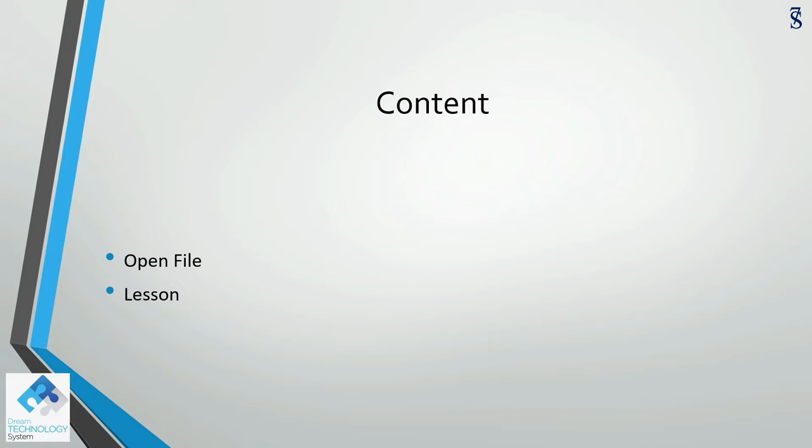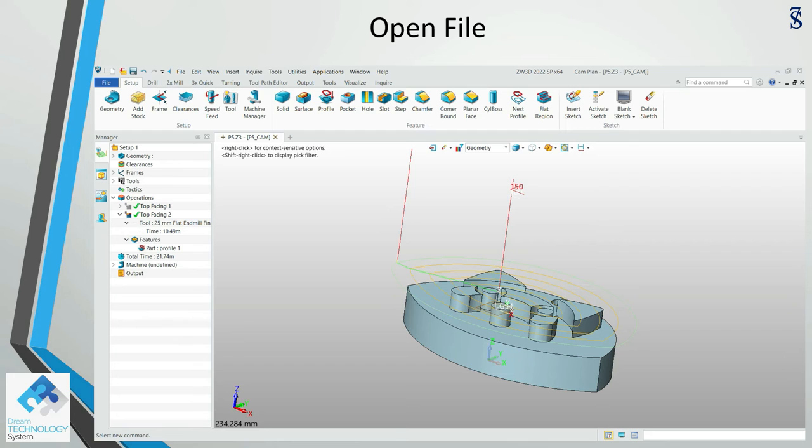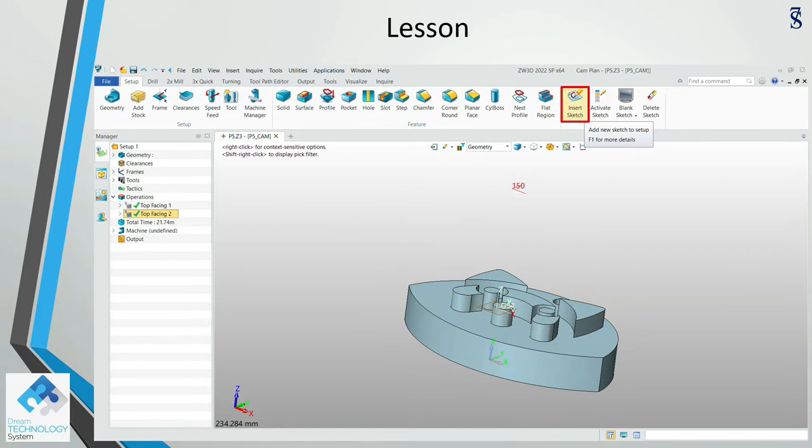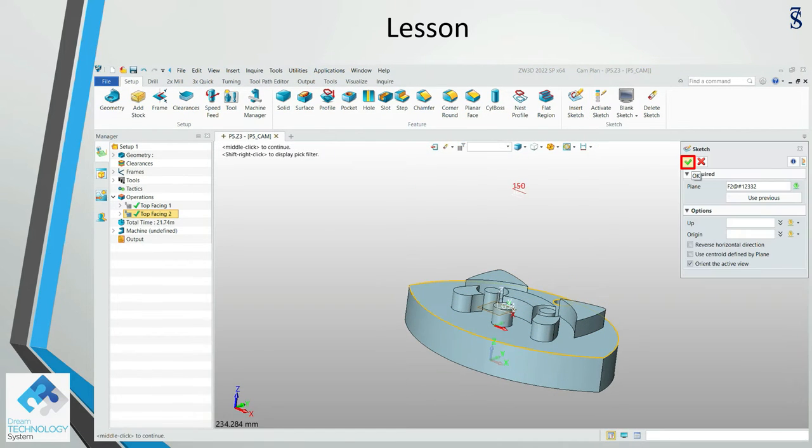As usual, we need to open the previous lesson file and continue what we're going to learn today. This is the result of the previous lesson. We have done the finishing cut on the top face. We will continue the rough out operation for the subsequent operation. We will start with insert sketch.